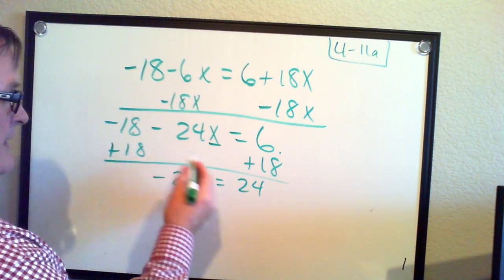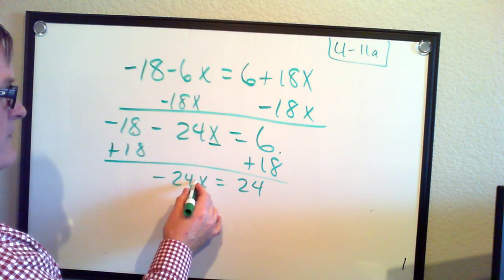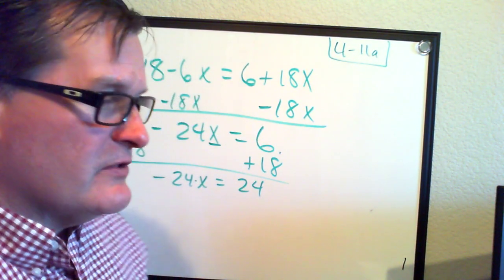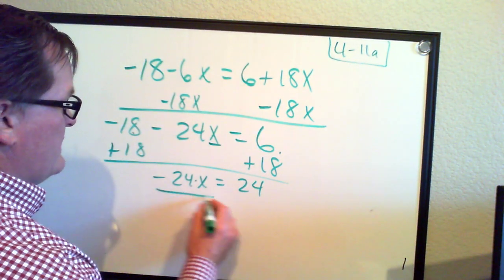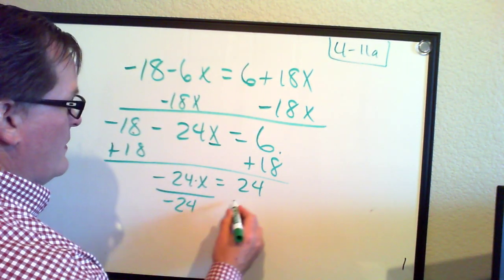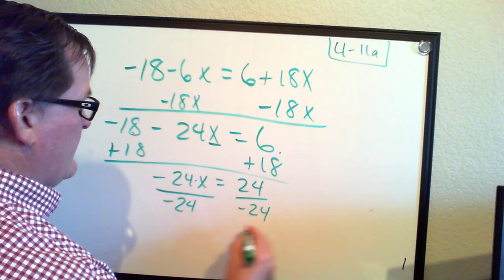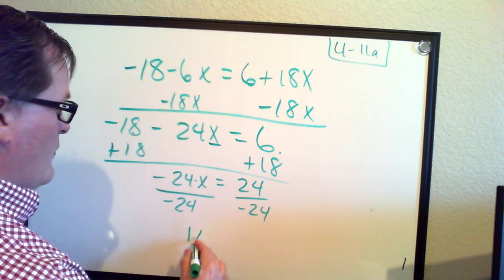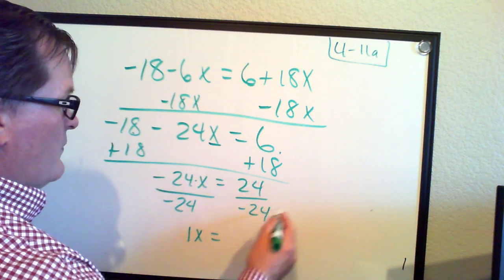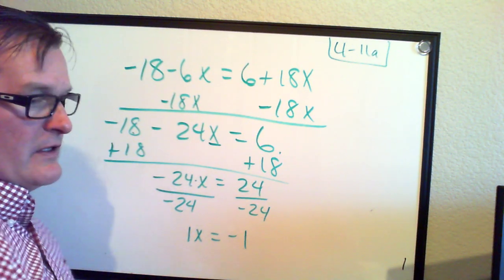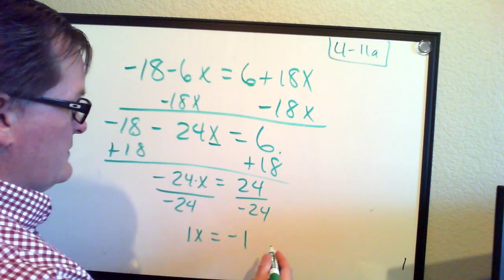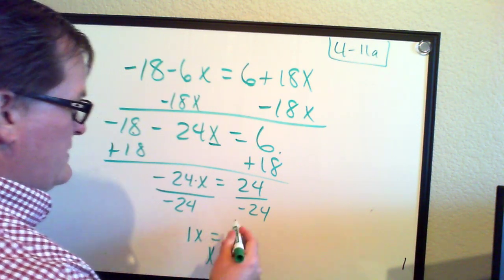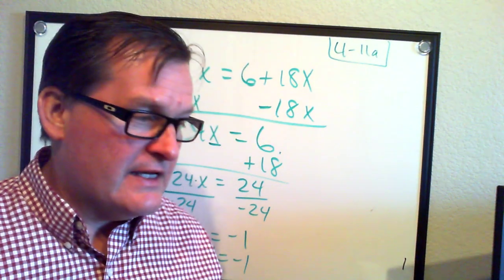So the only thing left to do is get rid of this negative 24 that's multiplied by the x. The way I get rid of something is I do the opposite. The opposite of multiply is divide. So divide negative 24 from both sides, and that ends up canceling out to 1, so I end up with 1x equals 24 divided by negative 24 is negative 1. So my answer is 1x equals negative 1, or simply x equals negative 1. It's the same thing, because 1 times x is x.